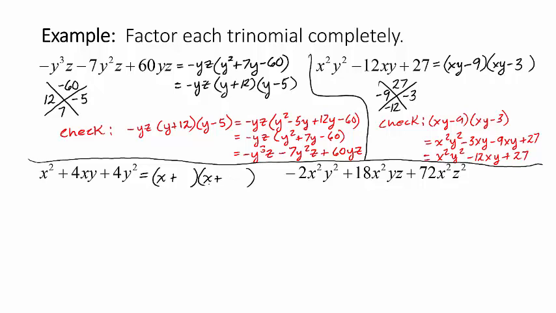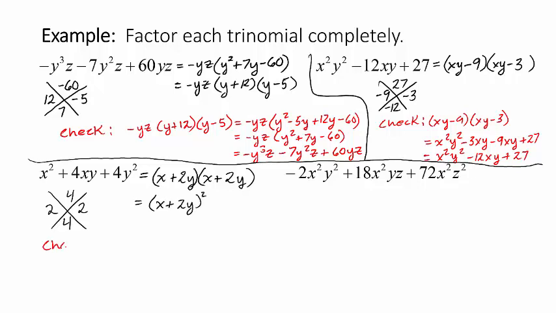And I know the last term, to get 4y squared, I have to have y times y, right? And then we need to figure out what coefficient goes on that y, right? So if I'm looking for factors of 4 that add to 4, that's going to be 2 and 2, right? So I've got x plus 2y times x plus 2y. The other way that we could write this is x plus 2y squared.